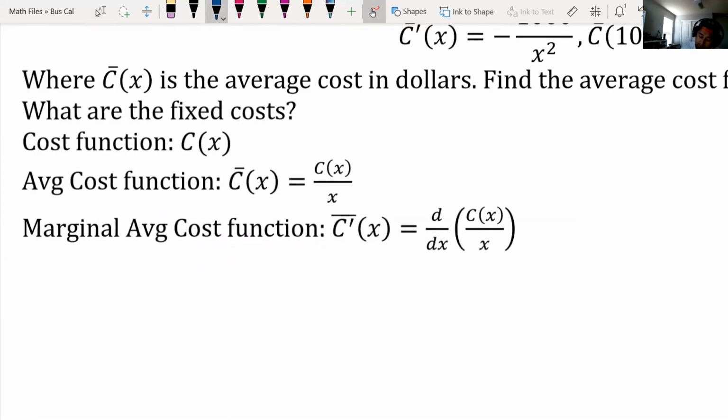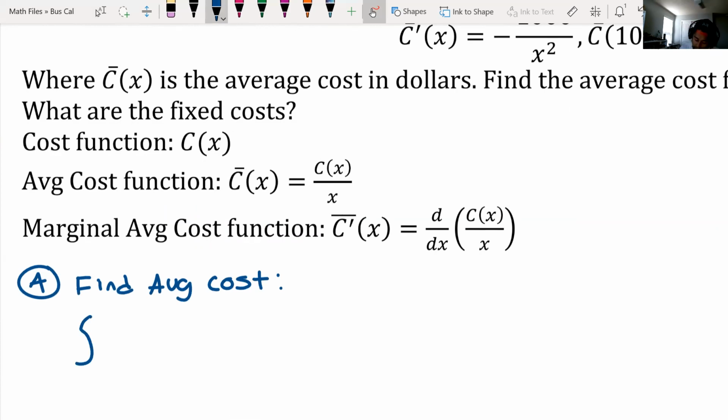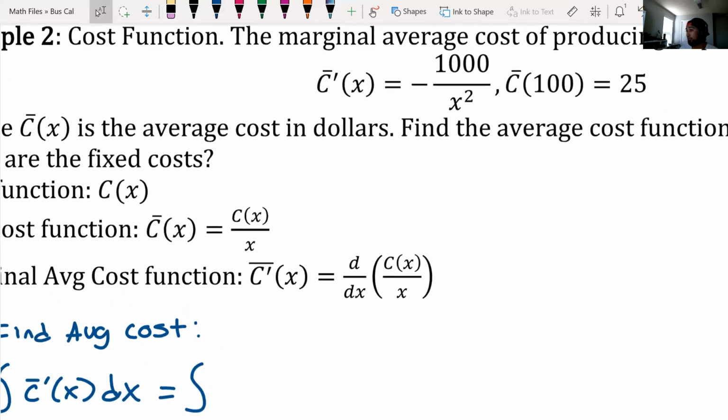Okay, we'll call this part A. Find average cost. In order to do that, we set up an integral. We say the integral of C bar prime of x dx. Now plug in C bar prime, which they gave us above. C bar prime is negative 1,000 over x squared.